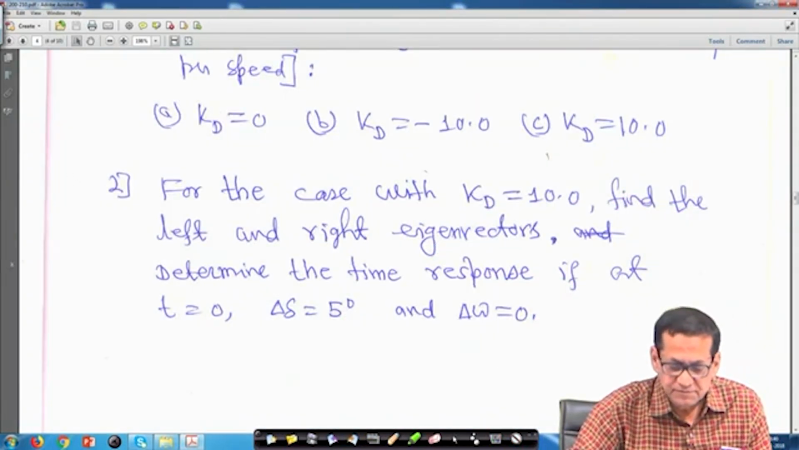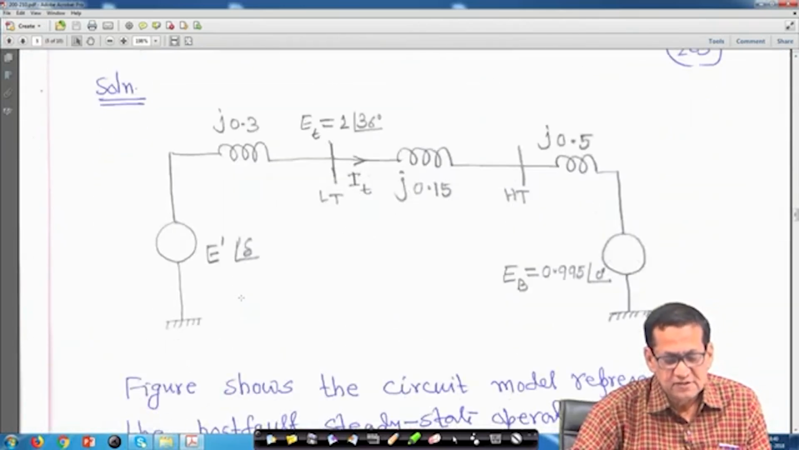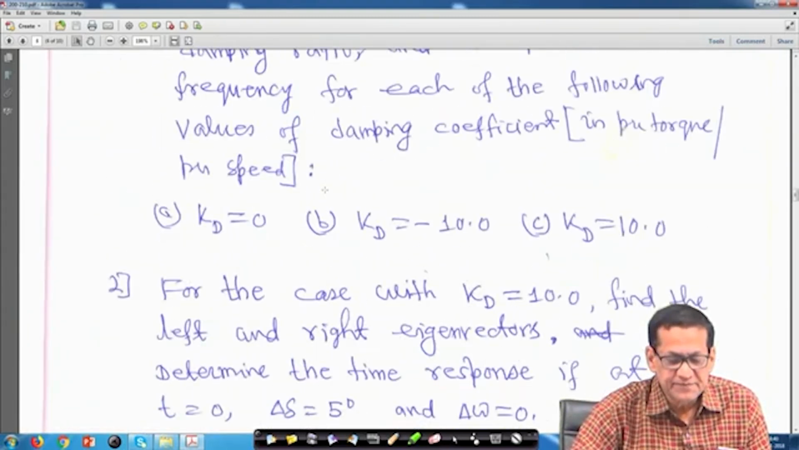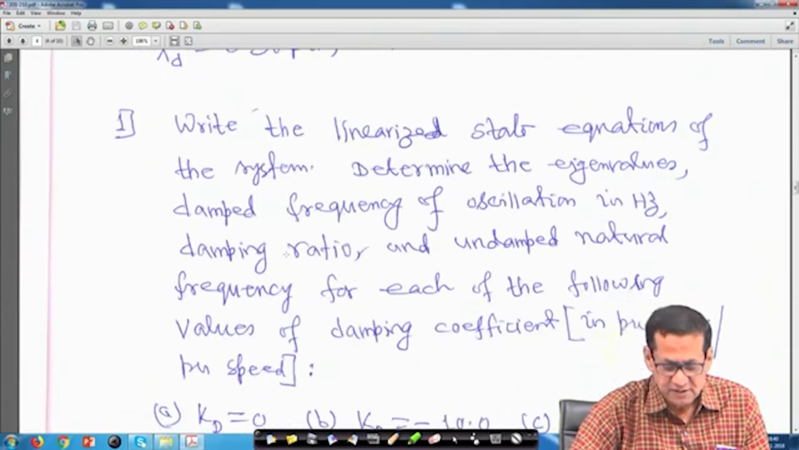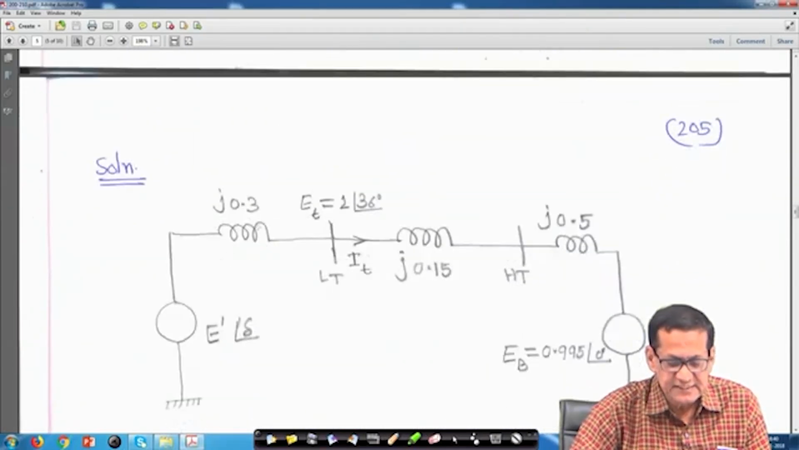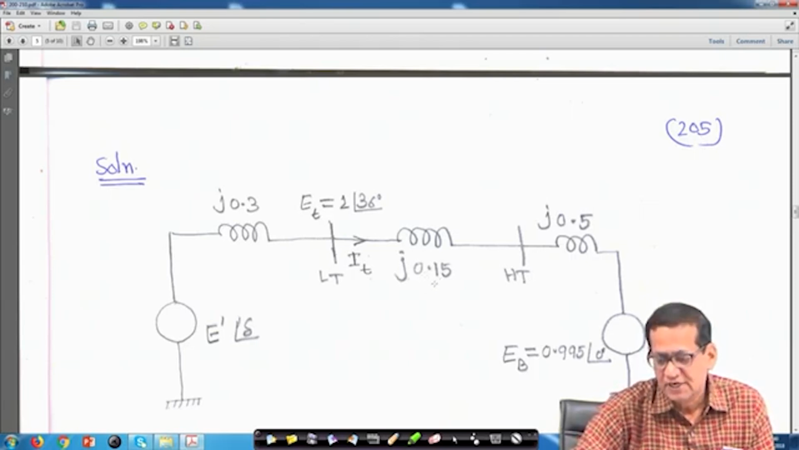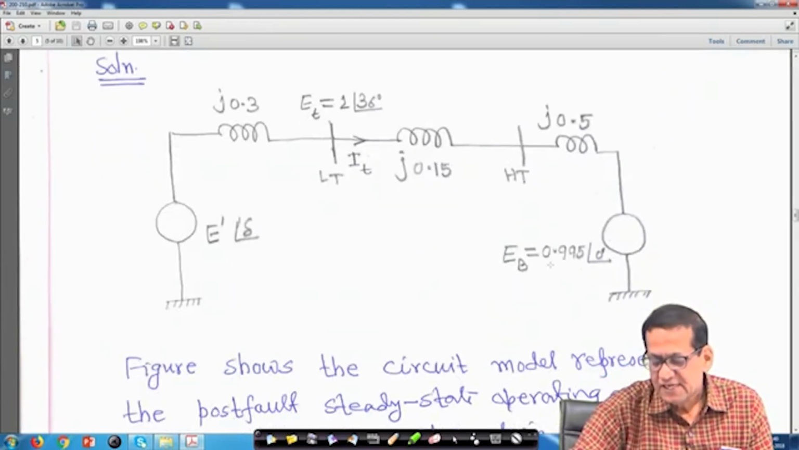So, let us see the equivalent circuit. Now, the solution. These parameters are given: x d dash was given 0.3 per unit, so this is your x d dash, j 0.3. E t was given 1 angle 36 degree per unit, and this transformer is also given j 0.15 because circuit 2 is out. This is the line reactance j 0.5, and this is E b equal to 0.995 angle 0 degree.